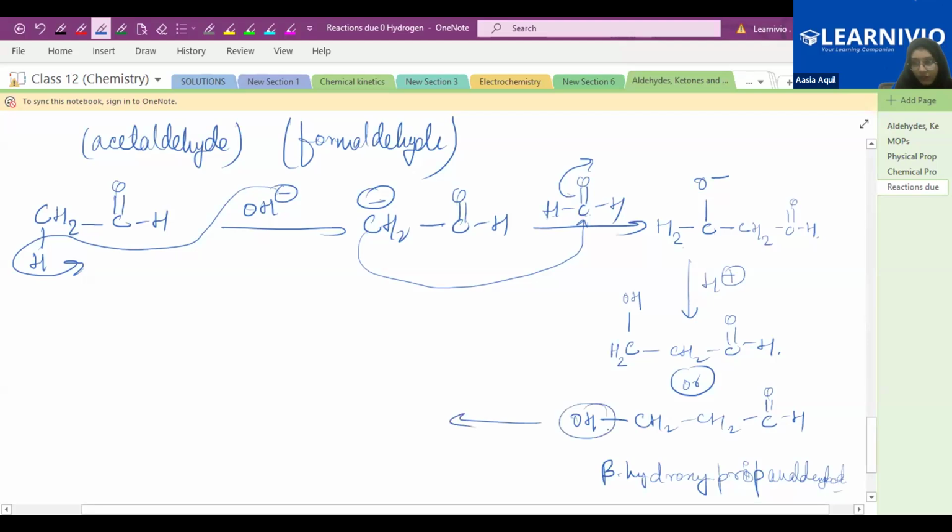So this OH, okay, from this is alpha position and this is beta position. OH from the beta position and the one hydrogen from the alpha position. Just remove this as a water and you will get CH2 double bond CH and CH. Okay, this is your final product.